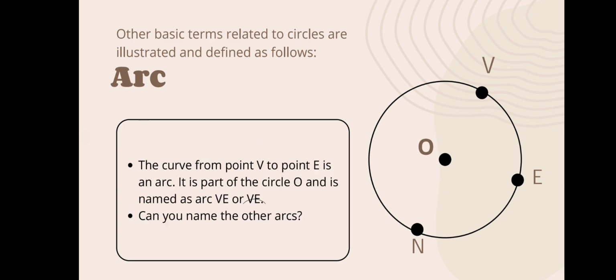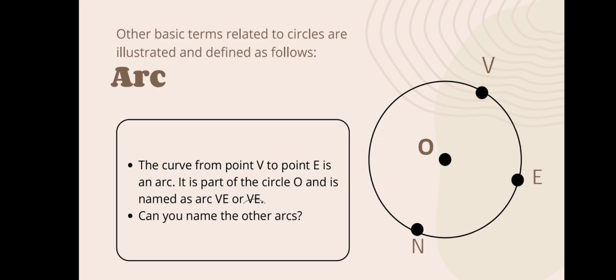The curve from point V to point E is an arc. So, it is here. And it's part of the circle O and is named as arc VE, with an arc symbol on top. Can you name the other arcs? Very good. Arc here is called arc NE or EN, and here is arc VN or NV.